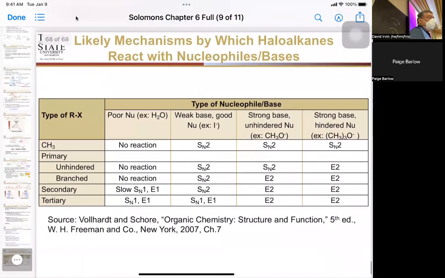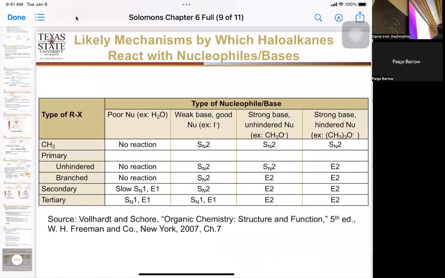Okay, so this kind of goes to this table here. This is the culmination of everything we just talked about. I want to start on the center, strong hindered base, T-butoxide. Everything's E2 except for the methyl group. Why? The methyl group doesn't have a beta carbon. No beta carbon, no beta hydrogen, can't eliminate. So it'll do an SN2 reaction, but it's going to do a very poor job at it.